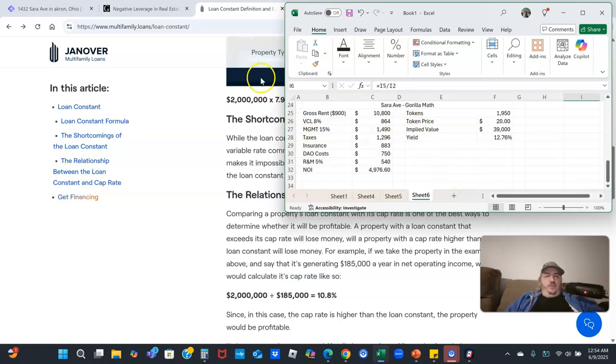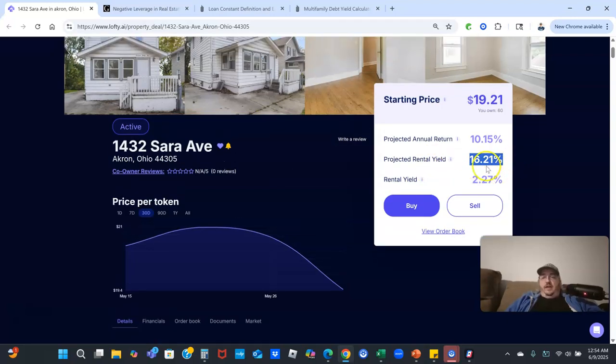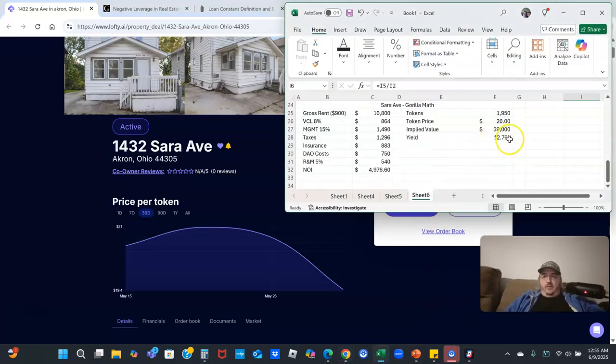And so let me just show you. It's very difficult because Lofty's always giving you these stupid numbers, right? Projected rental yield 16.21%. This is based off of our current price. When I did my math, I did it at $20. It's actually a little bit lower than that.